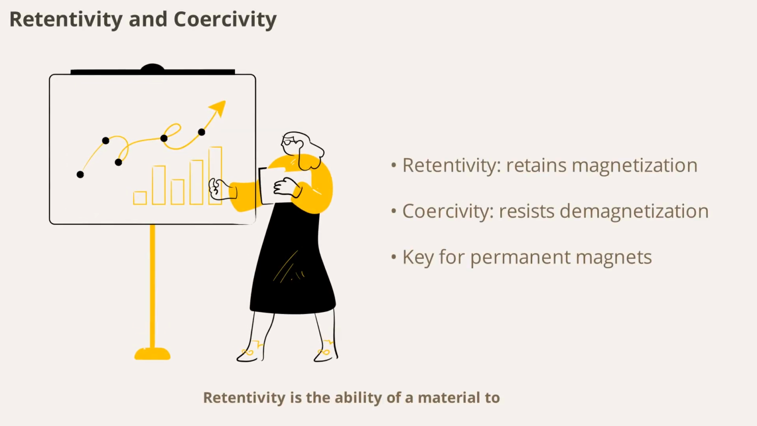Retentivity is the ability of a material to retain magnetization after the external field is removed, while coercivity is the amount of reverse field required to demagnetize the material. Materials with high retentivity and coercivity are ideal for permanent magnets, while those with low values are used in temporary magnets and electromagnetic devices. These properties are vital for designing magnetic storage, transformers, and electric motors.